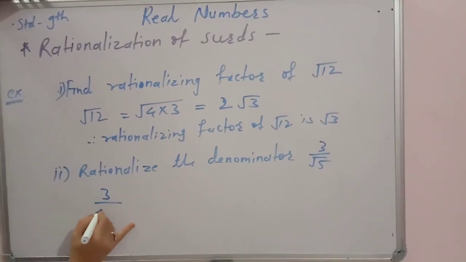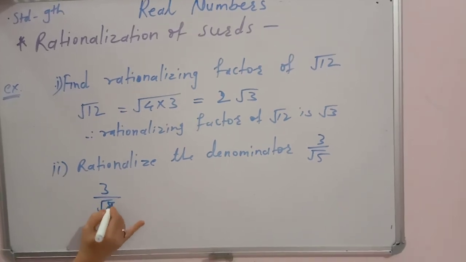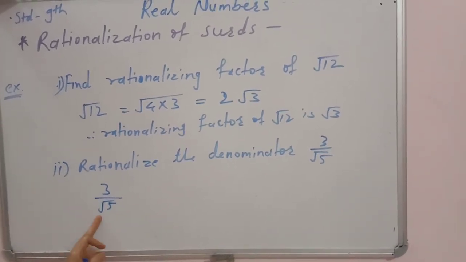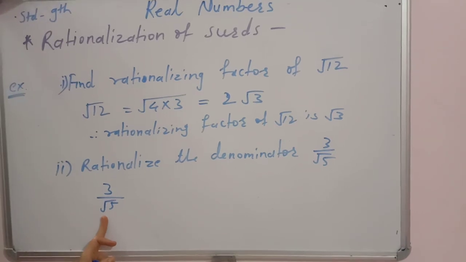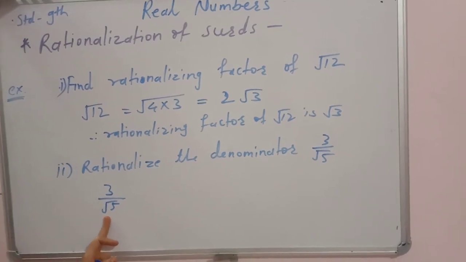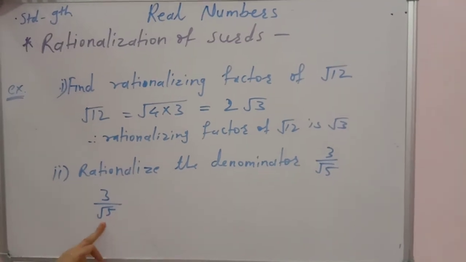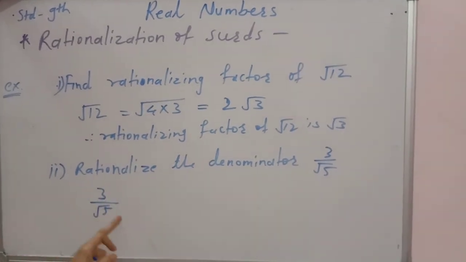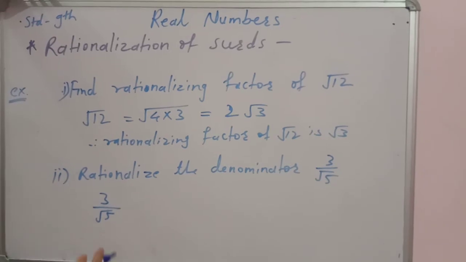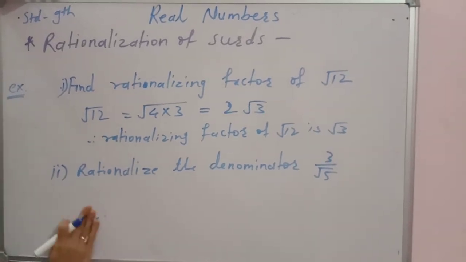The number given here is 3 upon root 5. So which is the rationalizing factor of root 5? The simplest rationalizing factor is root 5. So to rationalize this, we have to multiply both numerator and denominator by root 5. I am writing it here.